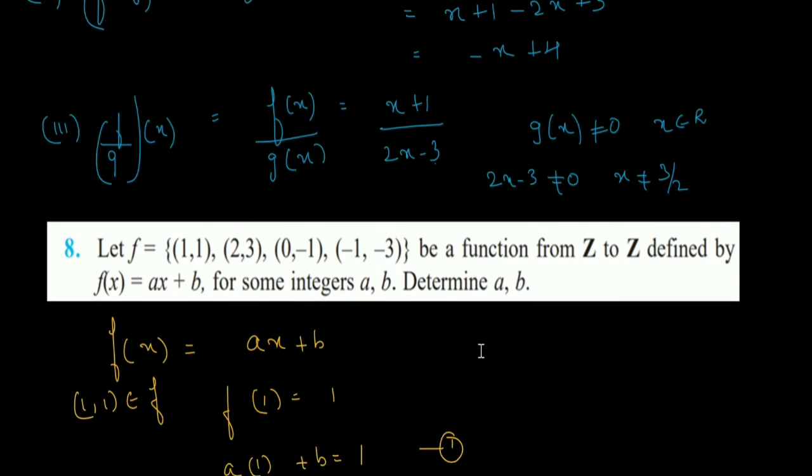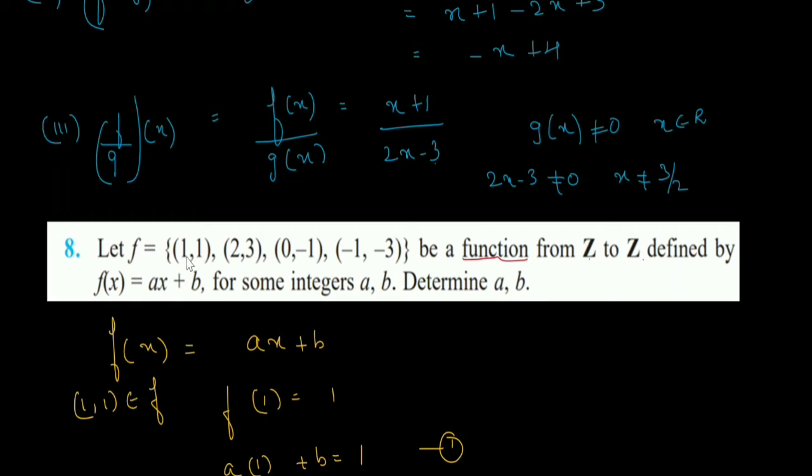Now we'll move on to the next question. f is defined as {(1, 1), (2, 3), (0, minus 1), (minus 1, minus 3)}, a function from Z to Z defined by f of x is equal to ax plus b for some integers a, b. Find a, b. It is given f is a function from Z to Z. Z is the set of integers, and f of x is ax plus b. Find a and b.